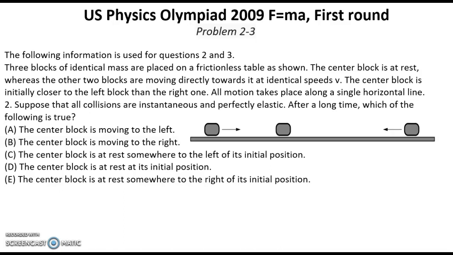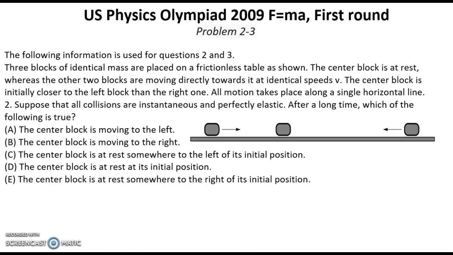Problems 2 and 3. The following information is used for questions 2 and 3. Three blocks of identical mass are placed on a frictionless table as shown. The center block is at rest, whereas the other 2 blocks are moving directly towards it at identical speed v. The center block is initially closer to the left block than the right one. All motion takes place along a straight horizontal line.